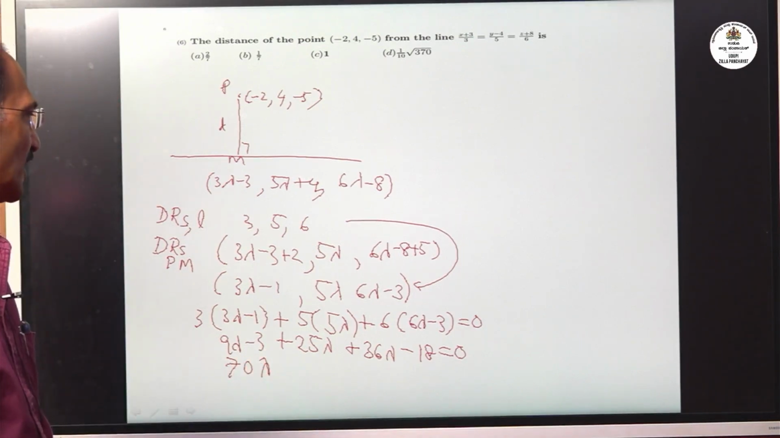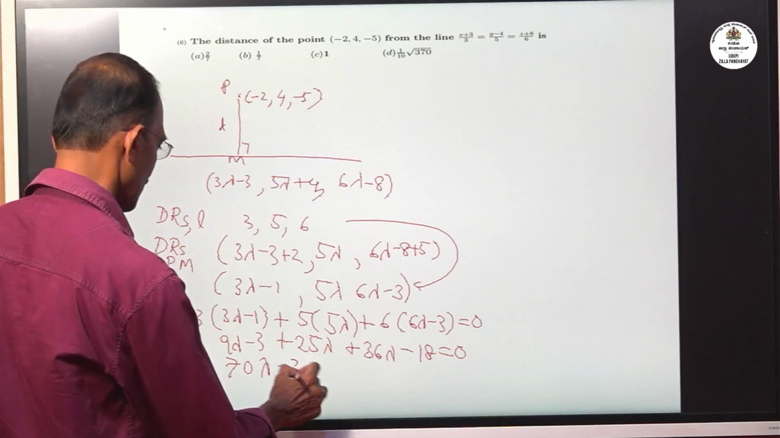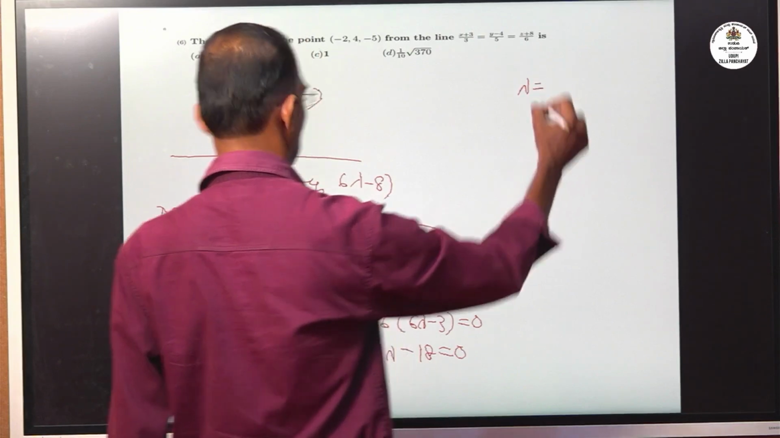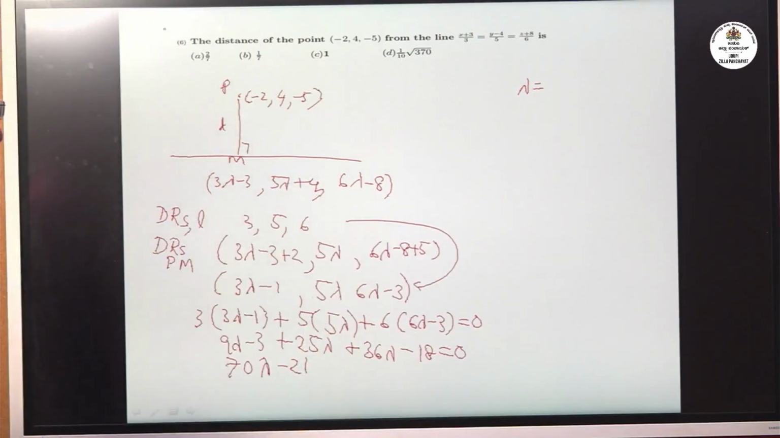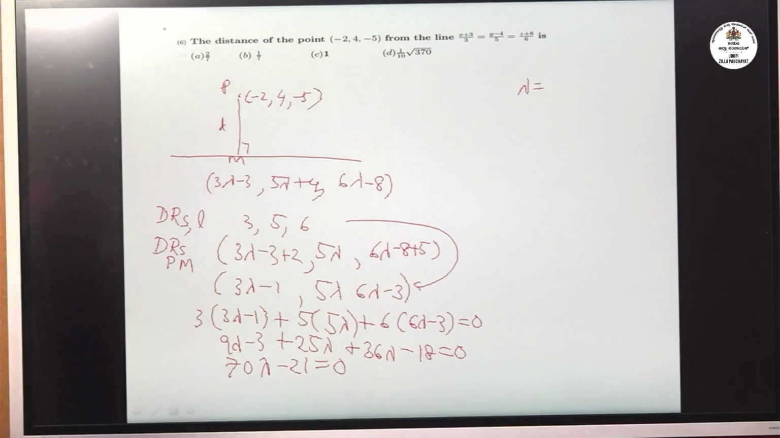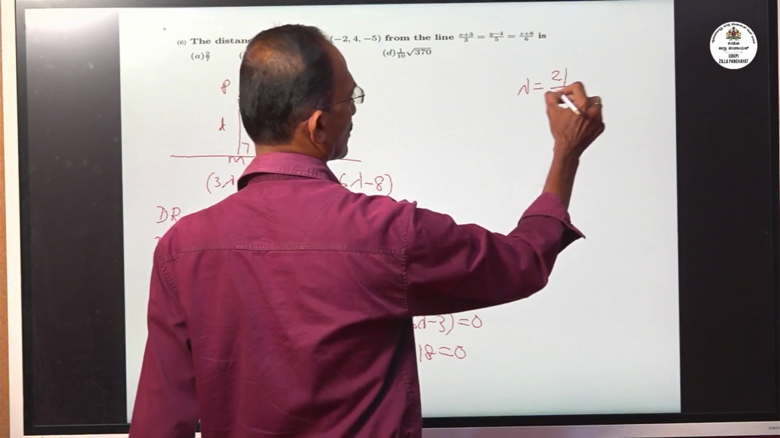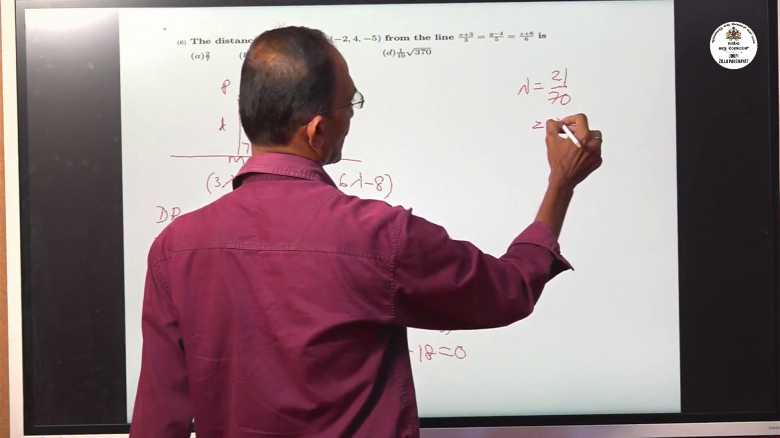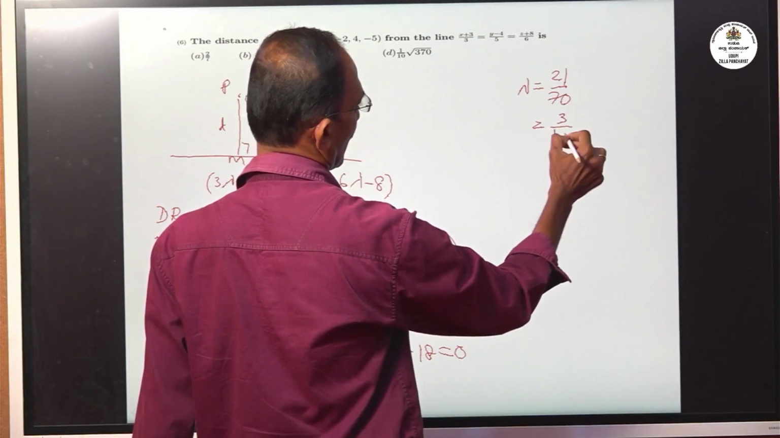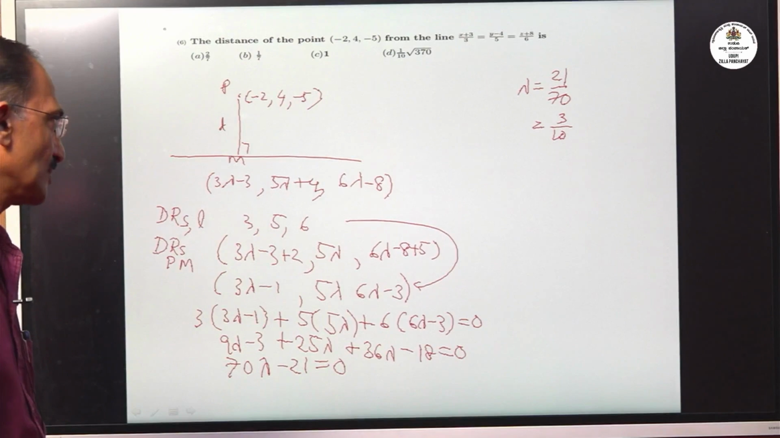And you get 18 and minus 3, that is 21. Clearly lambda is equal to 0. So that is 21 by 70. So you are taking it out, 7 3s are 21 and 10. So you got lambda equals to 3 by 10.